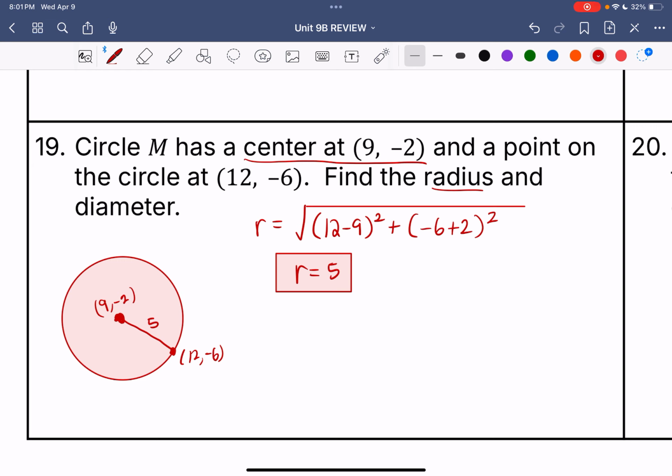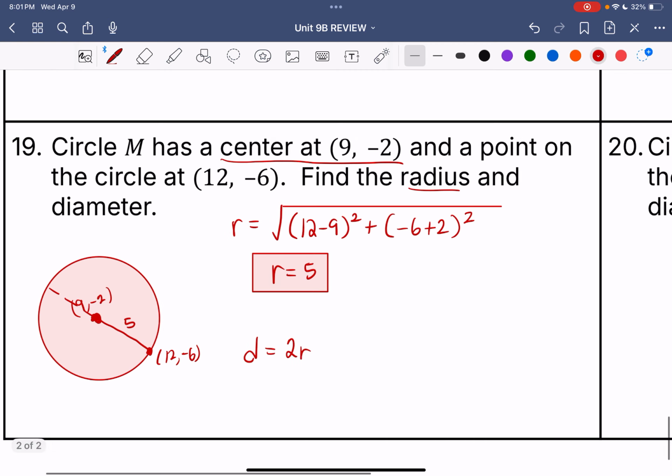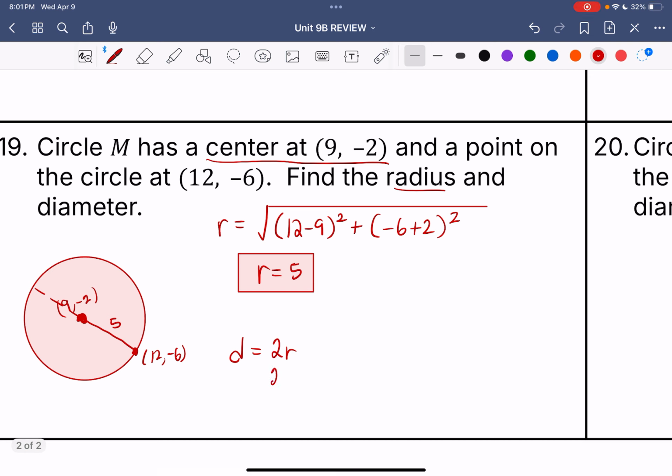Okay, and then now I want diameter. So what we know about diameter is that it goes all the way through. And if it's 2 radiuses put together, diameter is just 2 times the radius. So if I fill this in, 2 times 5, that gives me that the diameter is 10.